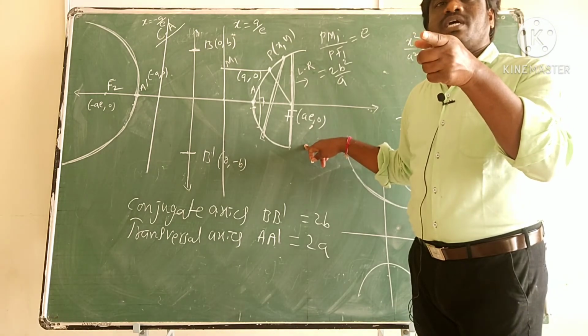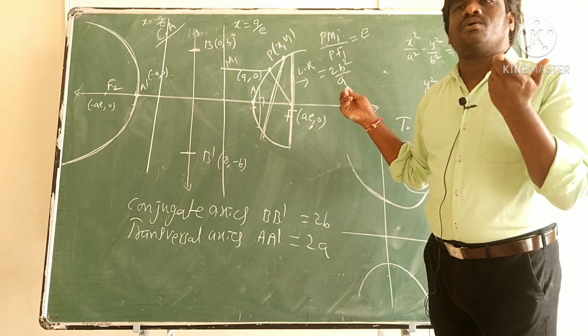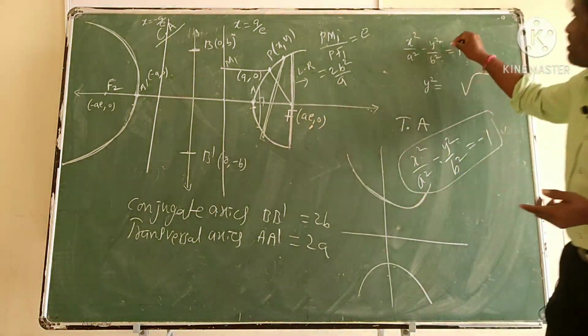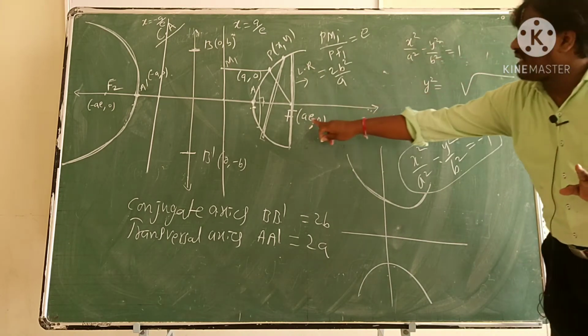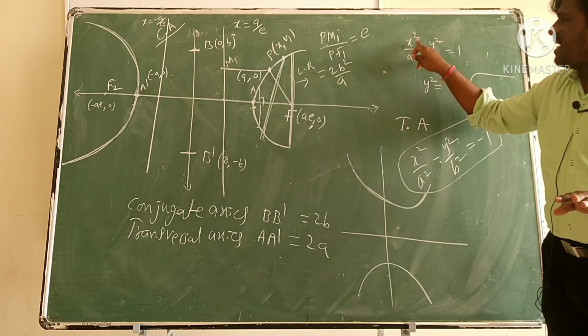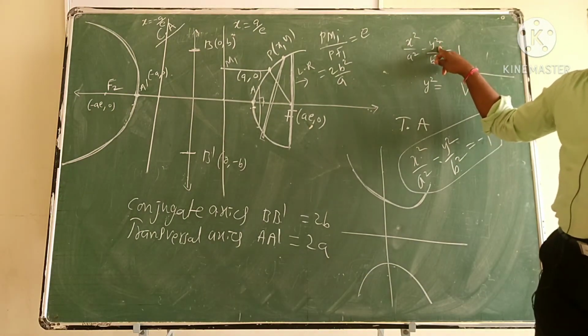In the ellipse, what do you get? The length of latus rectum is this. Why will you get it? If I substitute x equal to ae, comma 0 in this, you find out. No need to worry about this. If you substitute ae comma 0 in the place of x, then you will get the y value as b square by a.